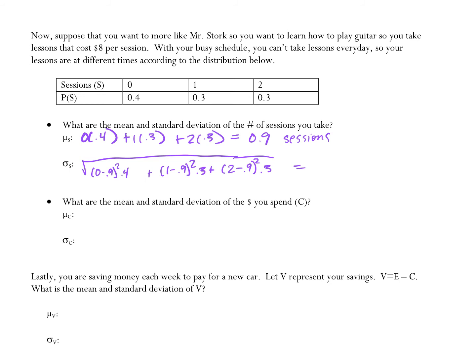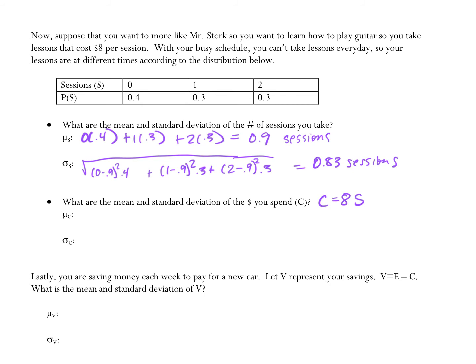I got blue 83. All right, and let's pretend that those sessions cost $8. What's the mean of my costs going to be? Well, are you guys cool saying that the cost would be 8 times the number of sessions?